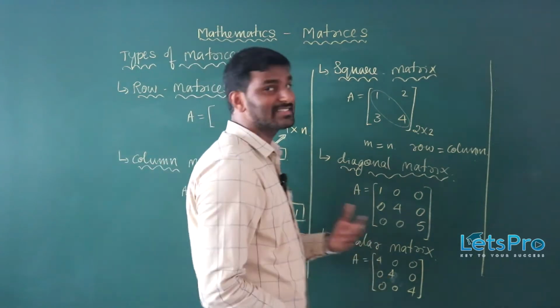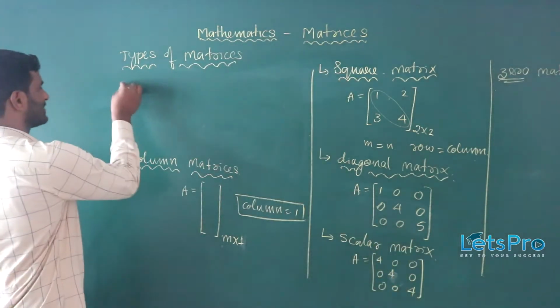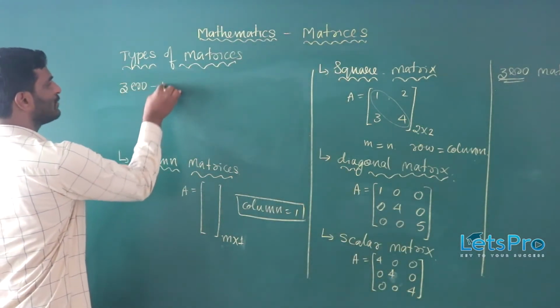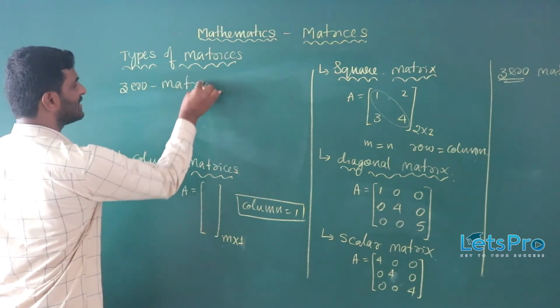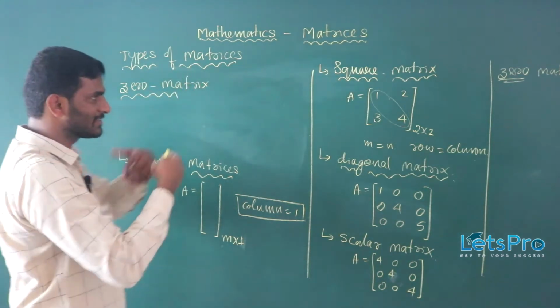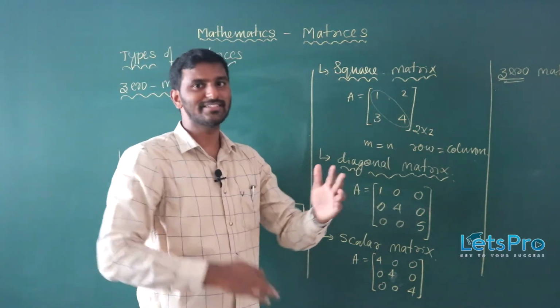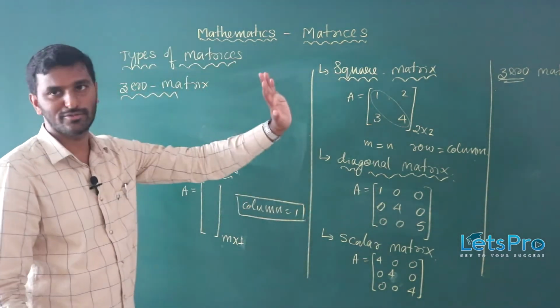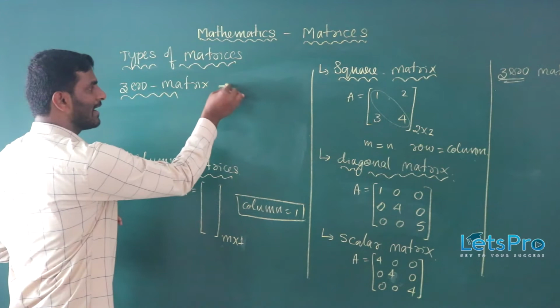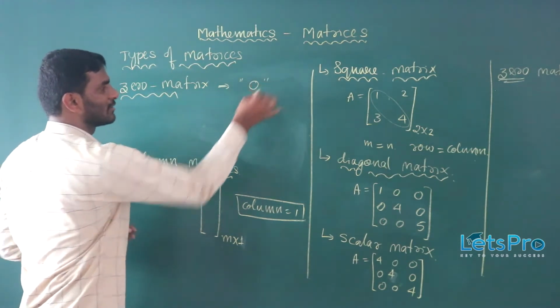And we will move on to the next and last one, that is the zero matrix. What is a zero matrix? The zero matrix is defined as, it's very easy. It need not be a square matrix. It may be a square matrix, or it may not be a square matrix, and it is denoted by O or 0.